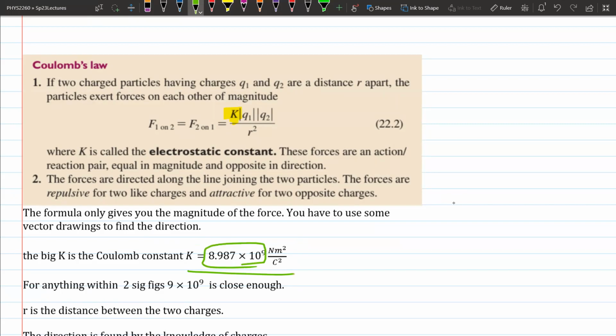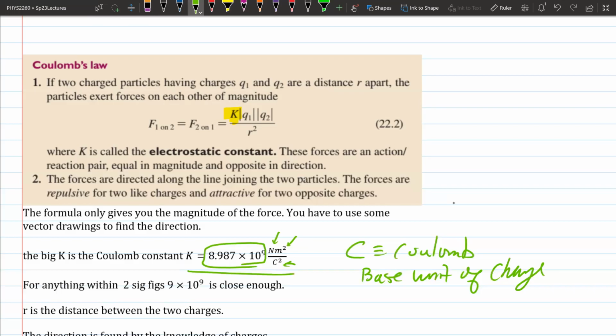And it has units of Newton meter squared per Coulomb squared. Remember this C stands for Coulomb, which is the unit for charge, the base unit of charge. If I tell you something has 10 coulombs of charge in it, it basically tells you how many electrons it lacks.